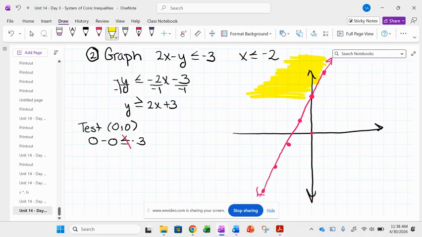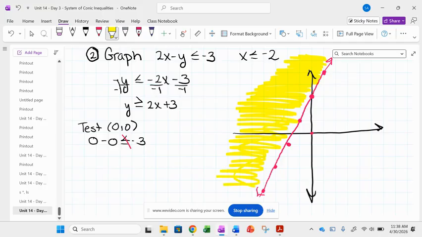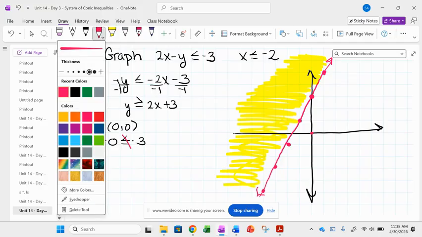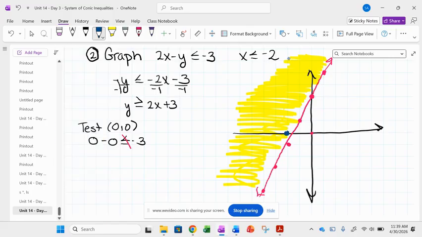But now this is a system of linear inequalities, which means I'm not done. I have another line to graph. My other line is the inequality x is less than or equal to negative 2. So I go to where x is negative 2. I draw a solid line through that because of the less than or equal to. And then I ask myself, where are the x values that are less than negative 2? Isn't it to the left?